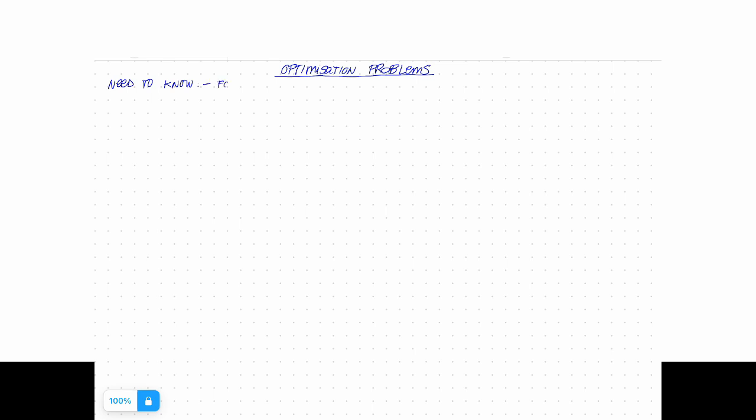First, you're going to need to know how to form expressions, because optimization problems are always going to be word problems. Then you need to know how to derivate polynomials in our case. And lastly, you need to be able to find and evaluate stationary points.